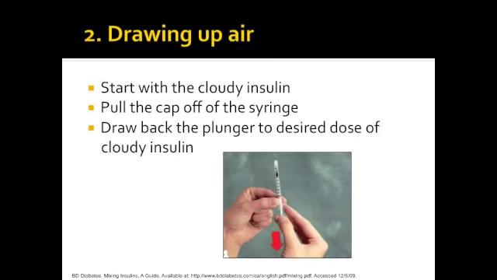Injecting air into the bottles will make it easier to draw up the insulin. The same amount of air will be injected into the bottle as the amount of insulin that you will later take from the bottle. Pull the cap off of the needle on the syringe. Make sure you draw back the plunger so that the black rubber stopper's edge is even with the number on the barrel indicating your prescribed dose of cloudy insulin.